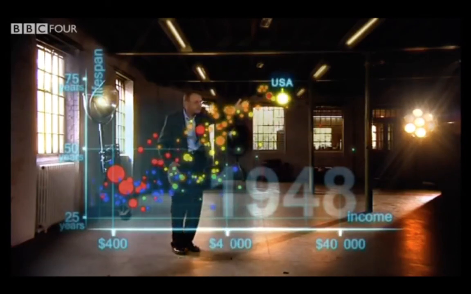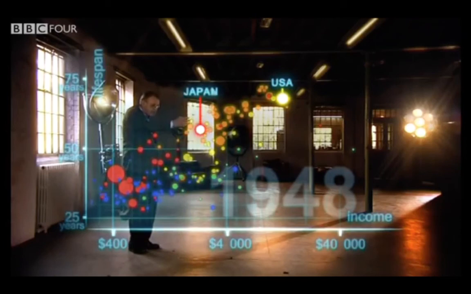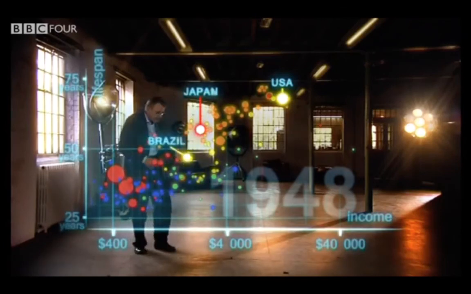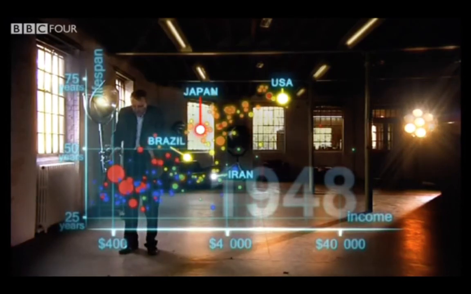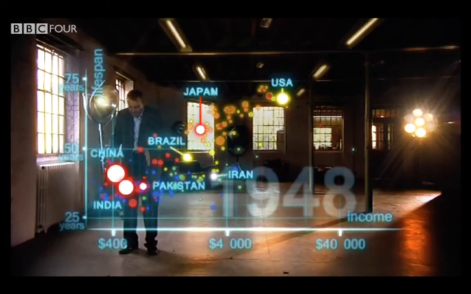The United States was in the front, Japan was catching up, Brazil was way behind, Iran was getting a little richer from oil, but still had short lives. And the Asian giants, China, India, Pakistan, Bangladesh, and Indonesia, they were still poor and sick down here. But look what is about to happen.